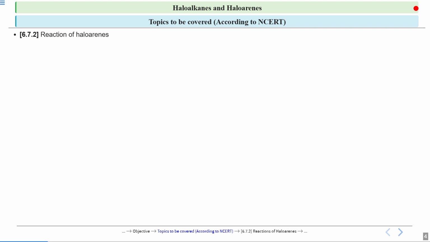The topics we are going to cover today according to the NCERT: first of all, subsection 6.7.2, reactions of haloarenes. Then we will solve example 6.9, and then we will solve the in-text questions 6.8 and 6.9.